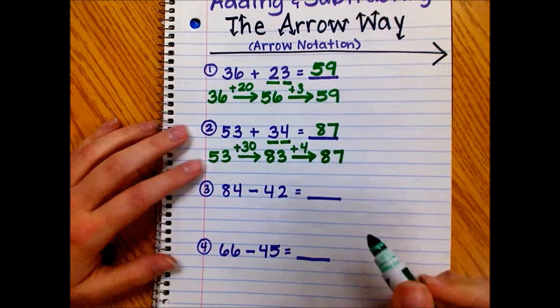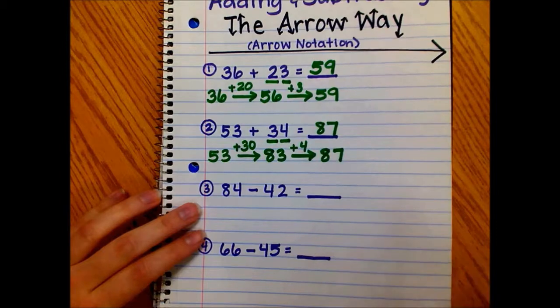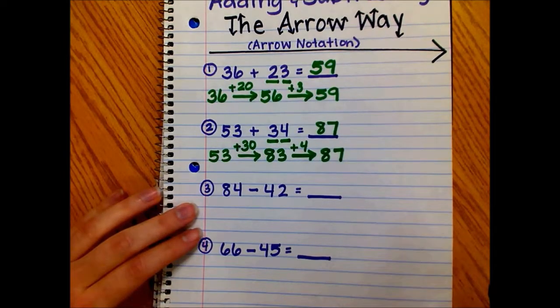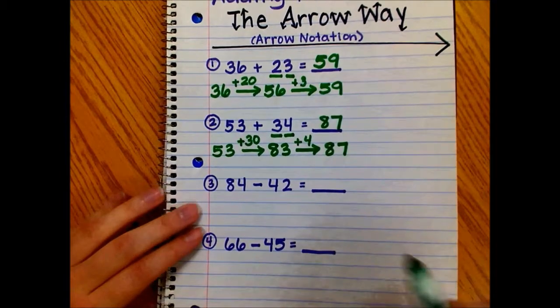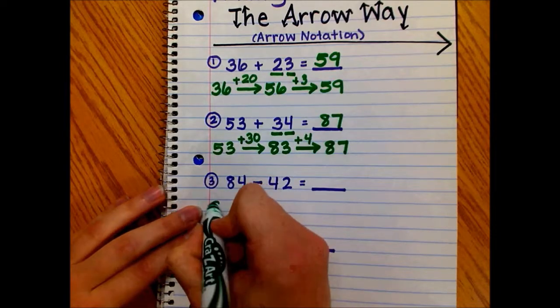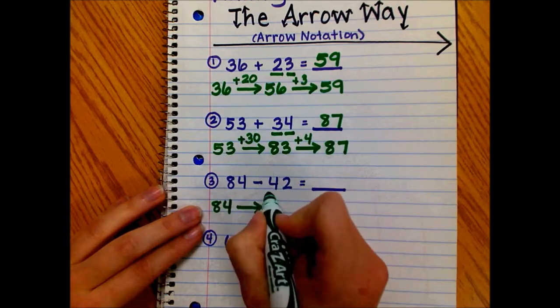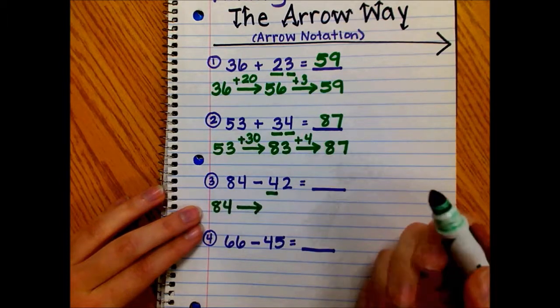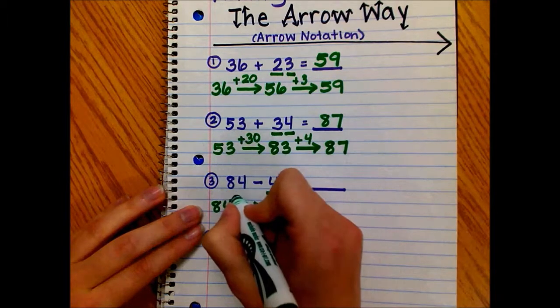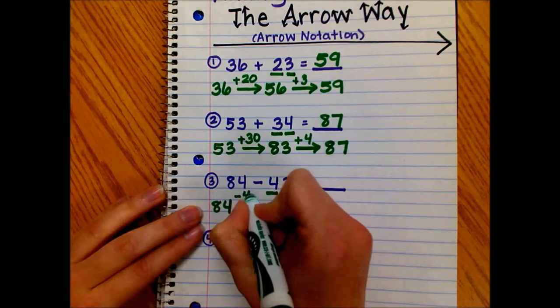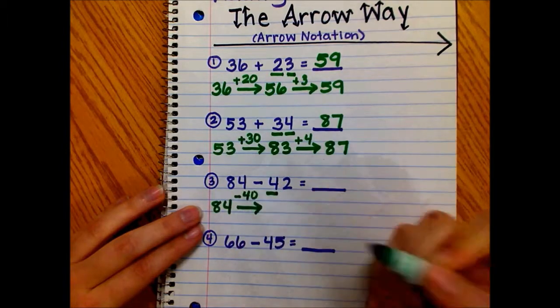So we use the same strategy even when we subtract. We first subtract the tens, and then we subtract the ones. We start with 84. We draw our arrow, and we are subtracting 4 tens. So I'm going to show minus 40 because 4 tens is equal to 40.